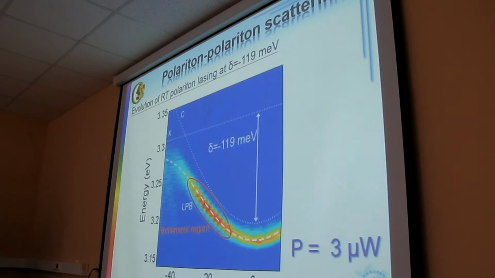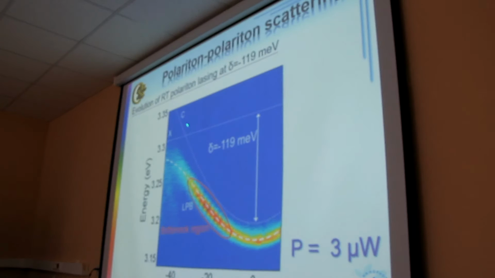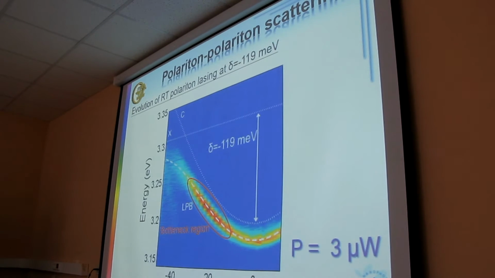Sorry, you have a strong negative detuning between the exciton state and the cavity. Yes, this is a strong negative detuning. Why do you use such a strong negative detuning? This is because if the detuning is very small, the polariton will tend to escape from the energy trap by thermal energy. So it will be harder to condense at the lower state, and thus the threshold will be much higher in our system.